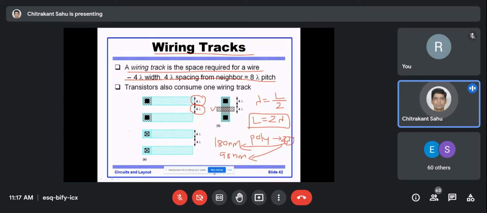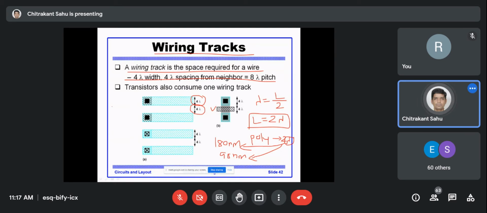Okay, and lambda can be basically taken directly from the technology, 180 nanometer technology. Then you can multiply that number and you will get the overall area. So that will make the calculation much easier if you are using a lambda based design tool. Okay, so what is the design rule basically?